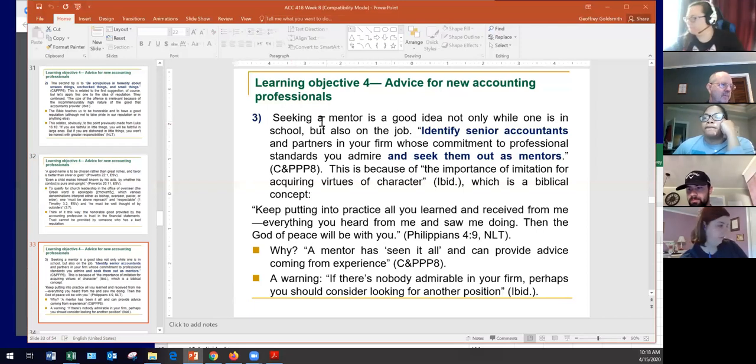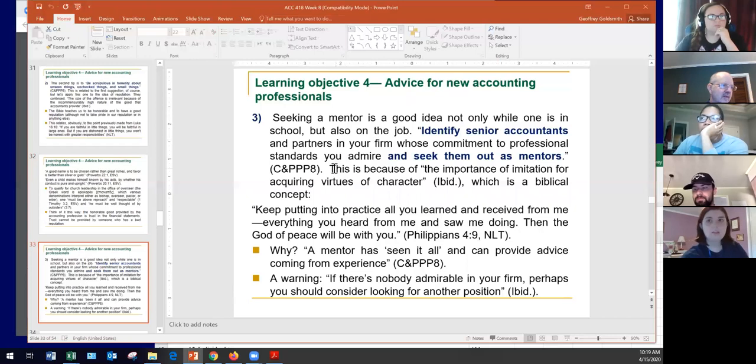Okay. If you recall when it was talking about accounting students, it said they should seek a mentor, but that's a good idea not only while one is in school, but also on the job. Identify senior accountants and partners in your firm whose commitment to professional standards you admire and seek them out as mentors. This is because of the importance of imitation for acquiring virtues of character, which is a biblical concept.